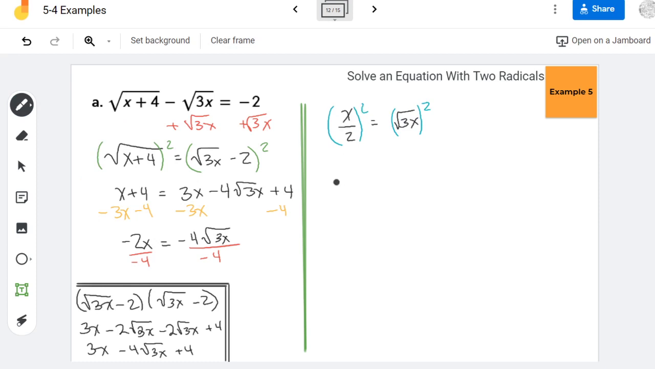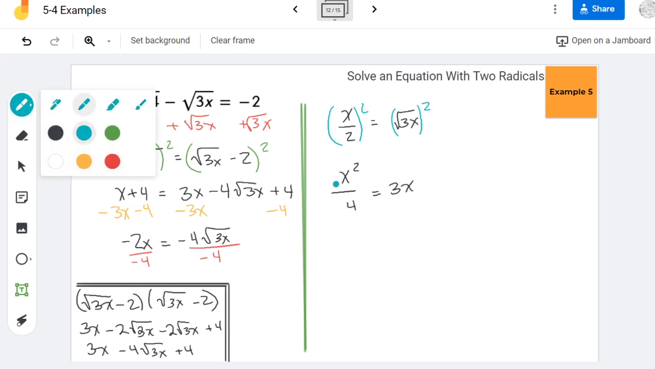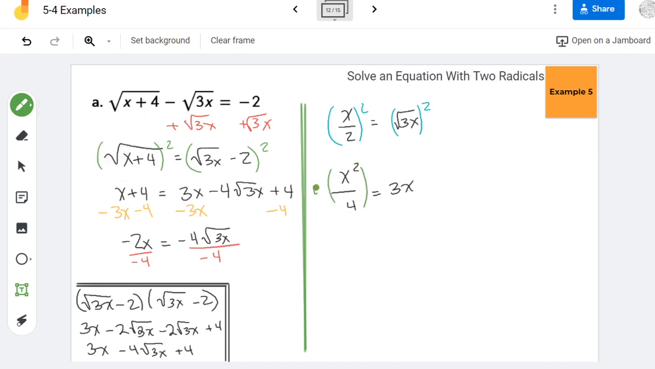So x times x is x squared, and 2 squared is 4. And on this side, the root and the square cancel, leaving me with 3x. We hate fractions. So again, to get rid of the fraction, what do we do? We multiply by that denominator. So I'm multiplying both sides by 4.